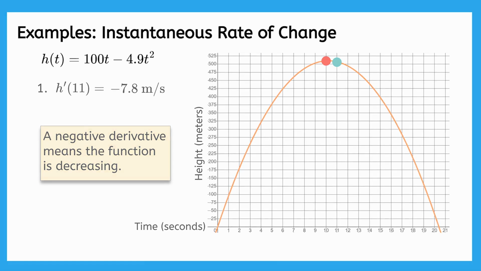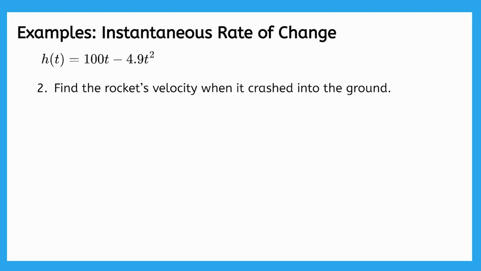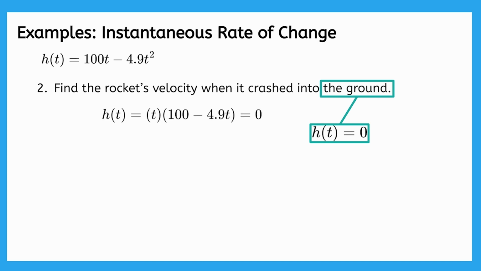What about this second question? This one takes a little more work since we weren't given the x value, but it's not difficult to find. After all, when the rocket hits the ground, its height is 0, so we just need to find where the function equals 0. Do you remember how to do that? Factor the function, then find where each factor is equal to 0.